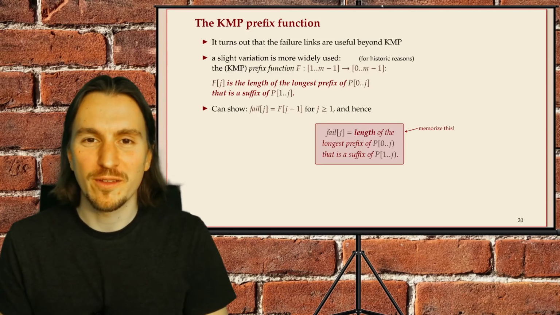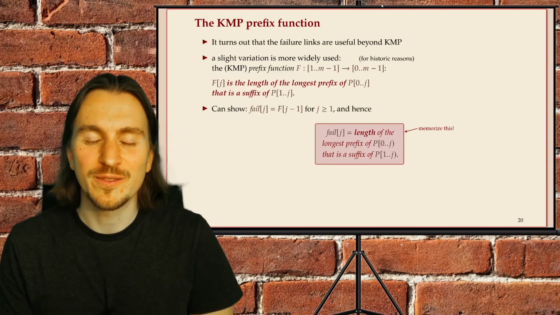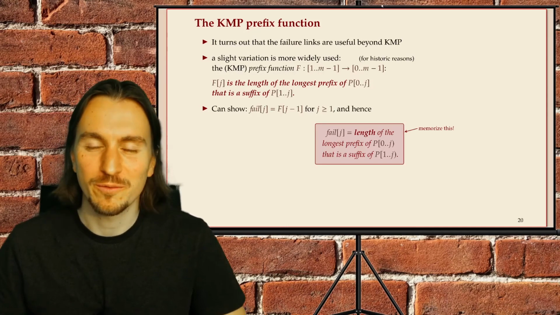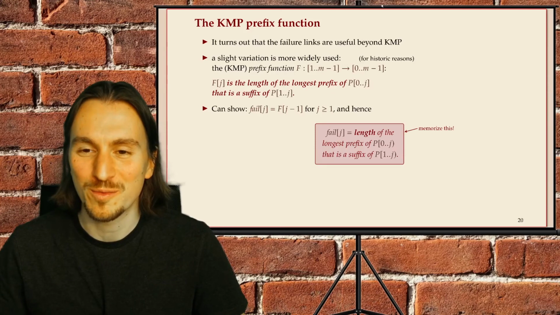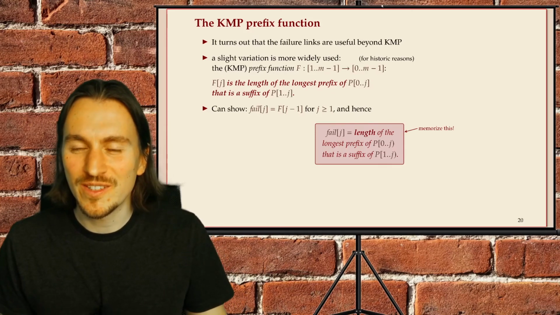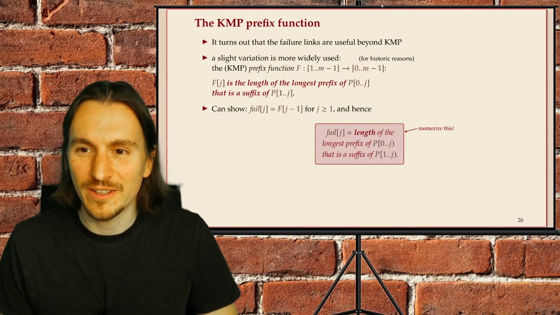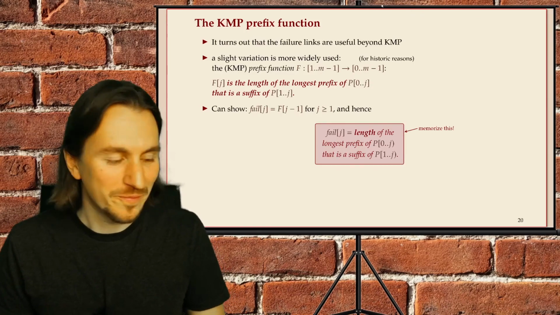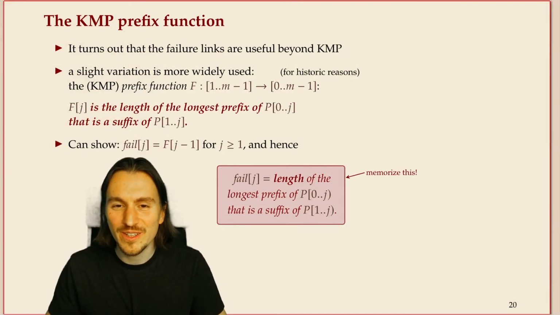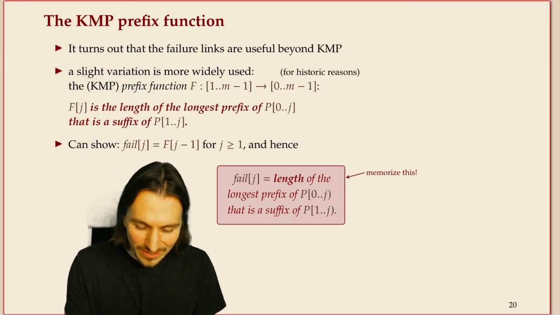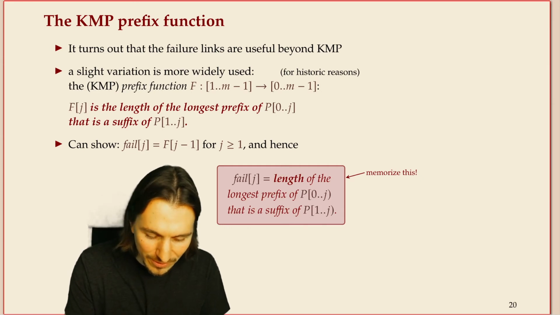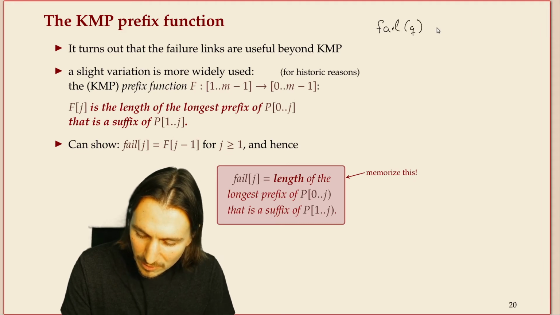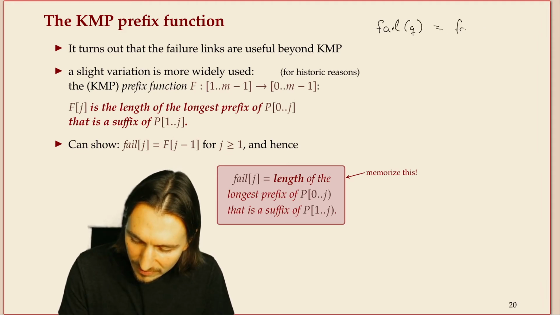The Knuth-Morris-Pratt algorithm is very useful for string matching, and it was the first worst case optimal algorithm for this problem. But it turns out that the insights that led to it are much more general than just this algorithm. And indeed, there's this failure function that we used, fail of q, which was the failure link target.